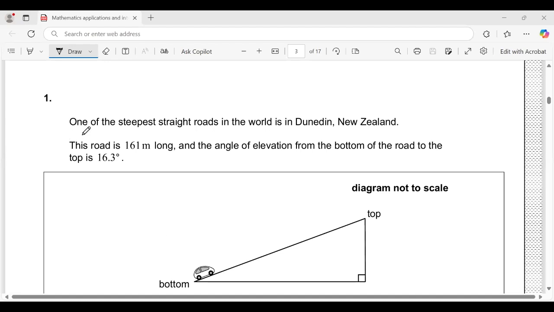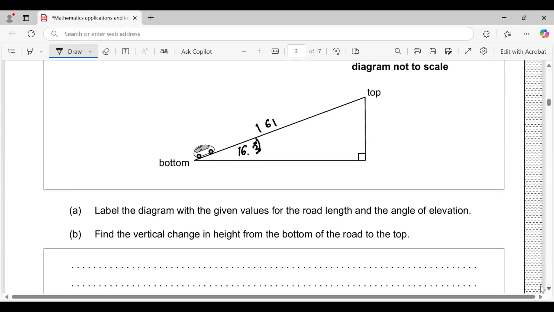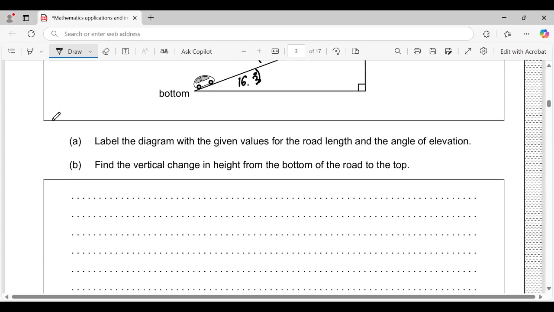Number one of the steepest roads in the world is in Dunedin, New Zealand. This road is 161 meters long, and the angle of elevation from the bottom of the road to the top is 16.3 degrees. Label the diagram with the given values for the road length and the angle of elevation. So this is 16.3 degrees and this road is 161.